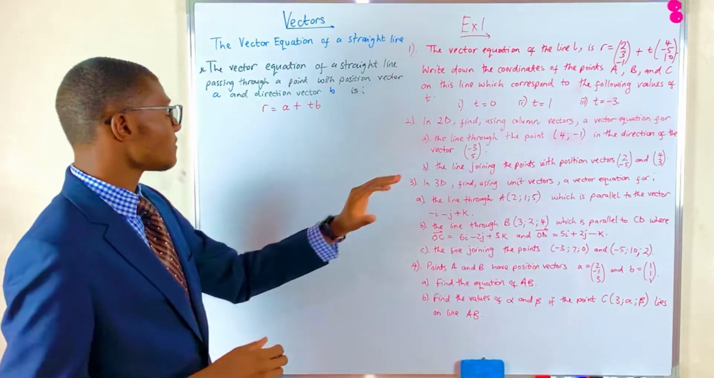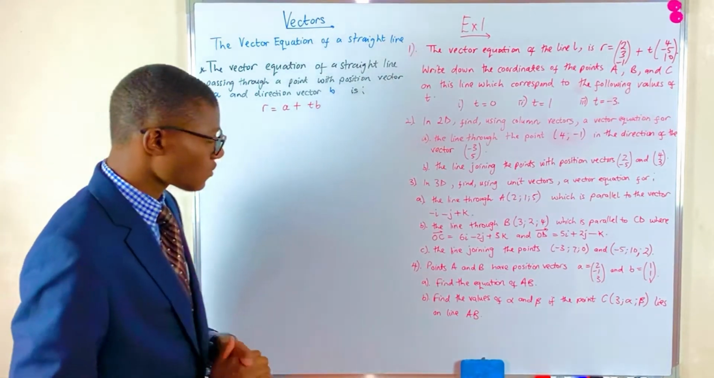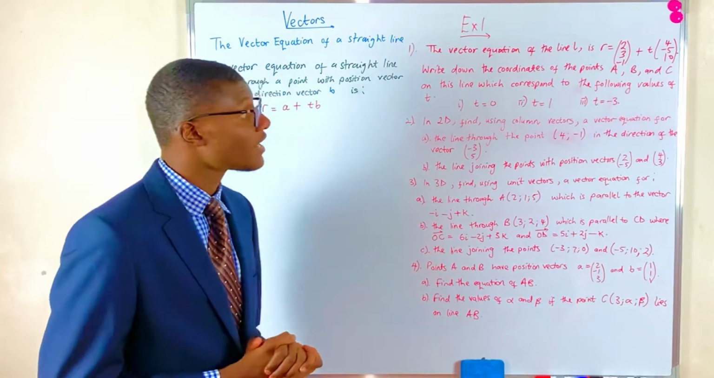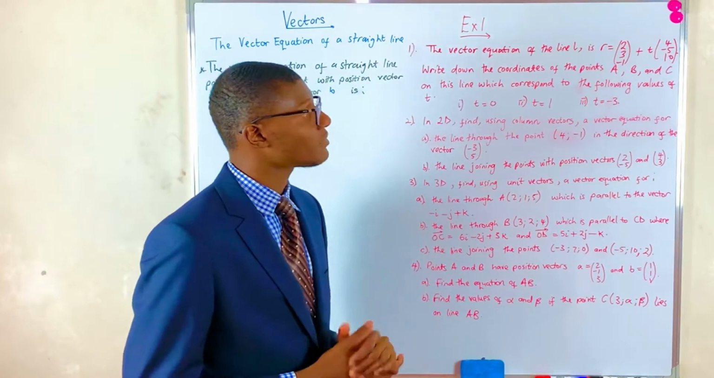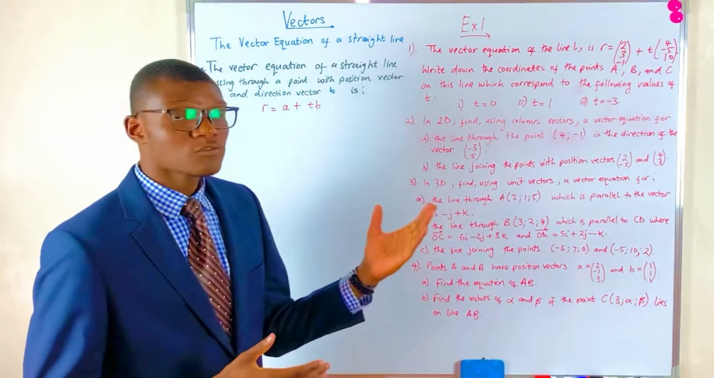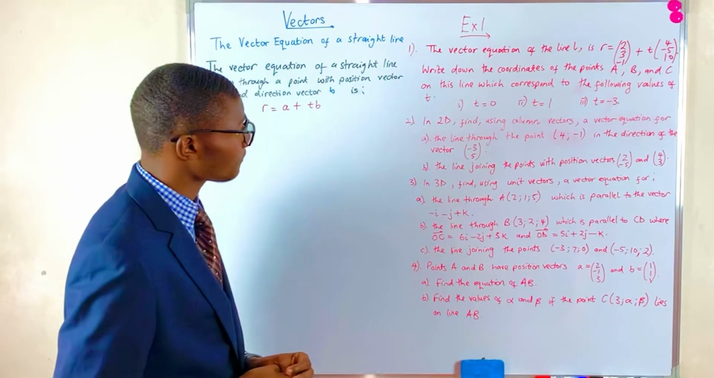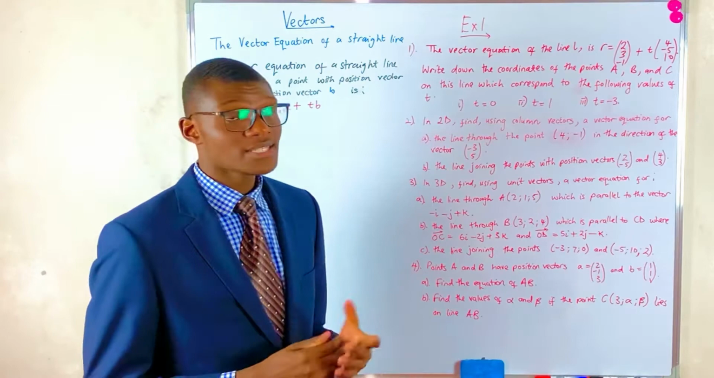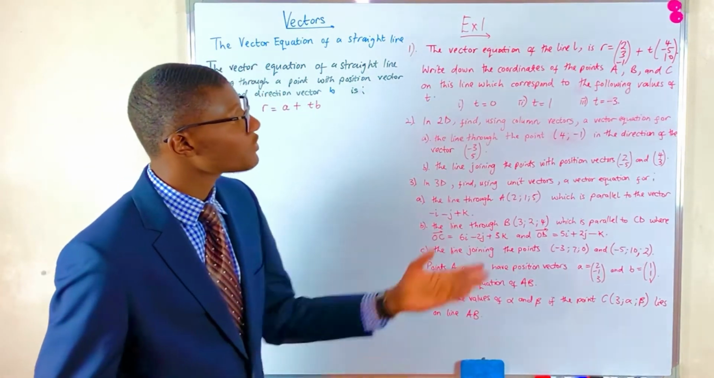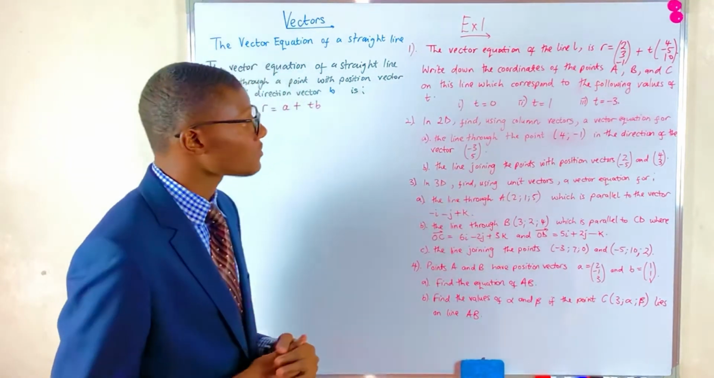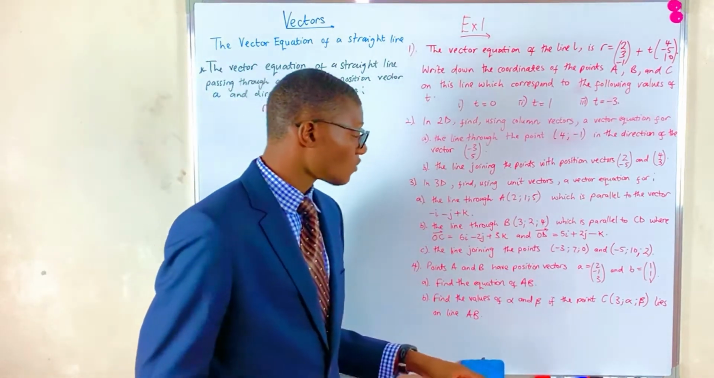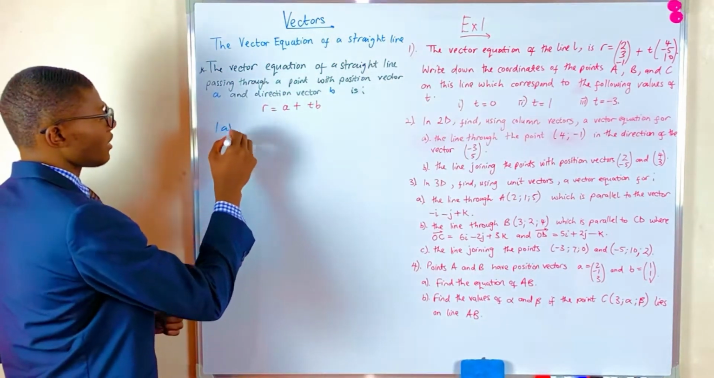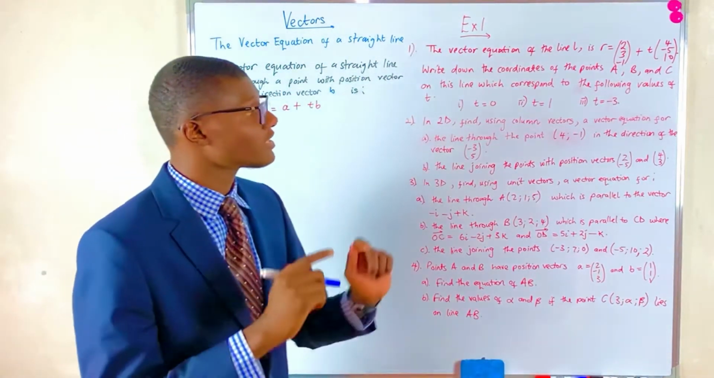So now I'd like to attempt these questions. For number one, the question says the vector equation of the line L is r = (2, 3, -1) + t(4, -5, 10). The question says, write down the coordinates of the points A, B, C on the line, which correspond to the following values of t. So first of all, when t is equal to 0, this is 1a. When t is equal to 0, we need to find the coordinates of the point.